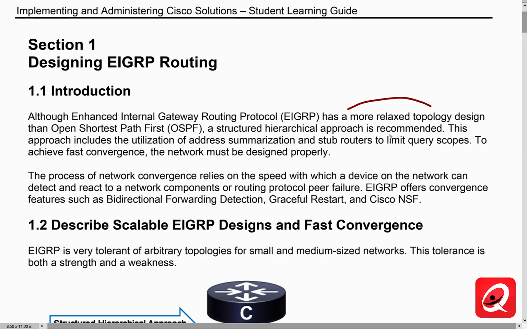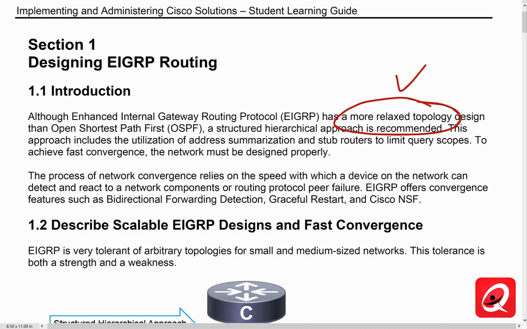One of the benefits is a more relaxed topology design. EIGRP sits in what we call a flat architecture. OSPF uses a spine and leaf architecture where we have multi-area designs. You have a backbone area and you have your non-backbone areas, whereas EIGRP sits in a single flat autonomous system.